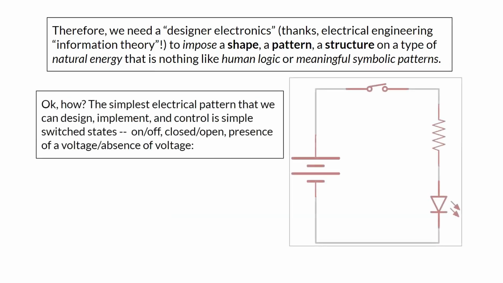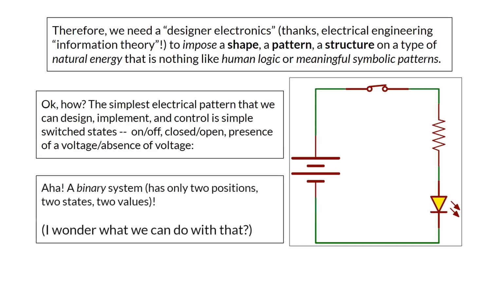Okay, how? Well, the simplest electrical pattern that we can design, implement, and control is a simple switch state, you know, like an on-off switch. It's closed or open. There's presence of a voltage or absence of a voltage. Aha, a binary system. It has only two positions, two values. I wonder what we can do with that.